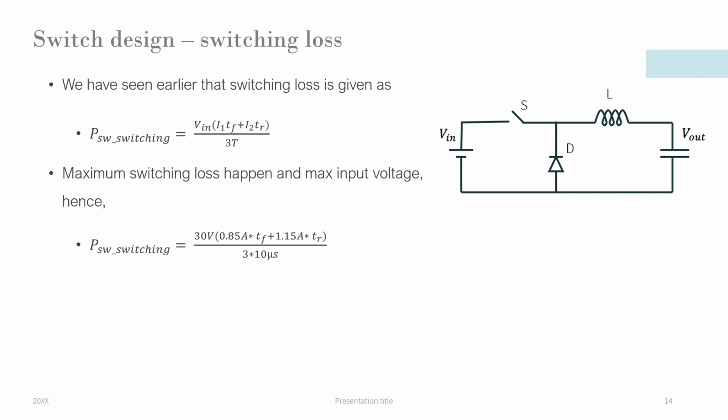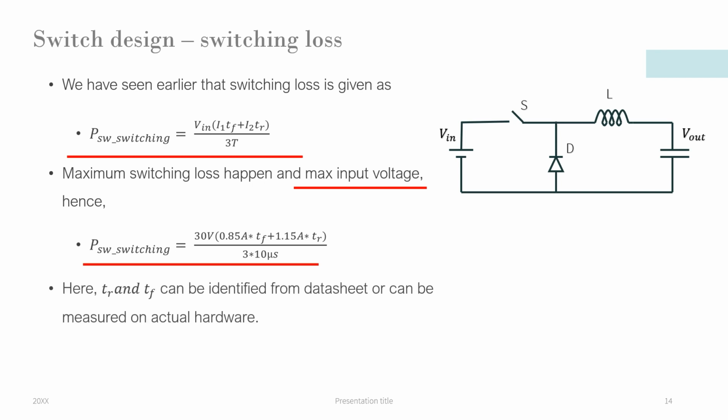We have seen earlier that switch loss is given as Vn into I1Tf plus I2Tr divided by 3T. From the above equation, we can see maximum loss happens when input voltage is maximum. We can substitute these values in this equation. The rise time and fall time can be found from the switch datasheet or it can be measured on actual hardware.